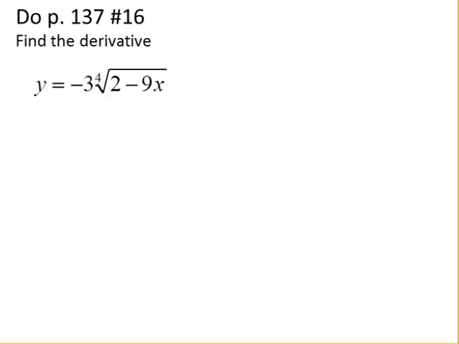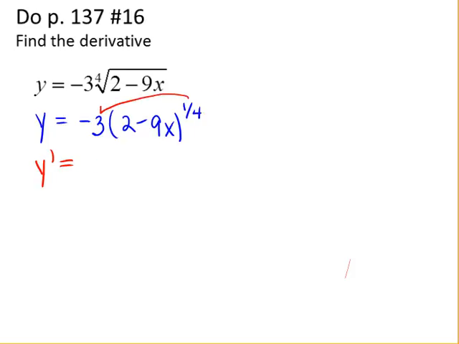We'll go back to some that don't have the trig functions in them. This one, I'm going to go ahead and rewrite negative 3 over the quantity 2 minus 9x to the 1/4 power. Much easier to take the derivative once we have rewritten it. So the derivative of y ends up being, bring this out in front, you're going to hear me say this many times, negative 3/4. Rewrite it to minus 9x, lower it by 1. So 1/4 minus 1 is negative 3/4. Now the last step is to take the derivative of what's inside. The derivative of the 2 is 0, and the derivative of the negative 9x is negative 9.